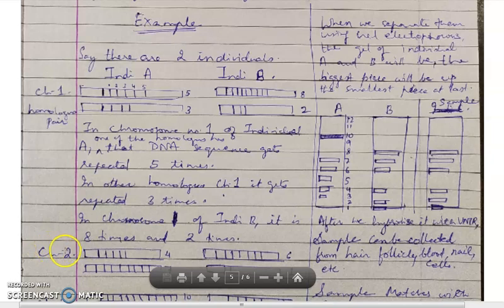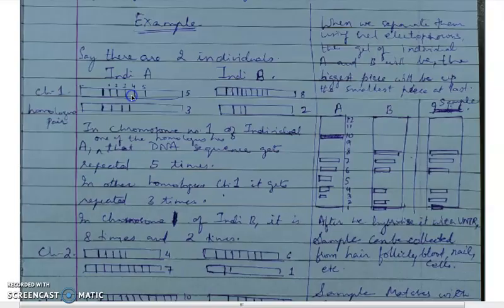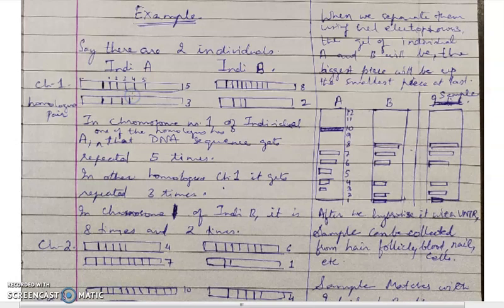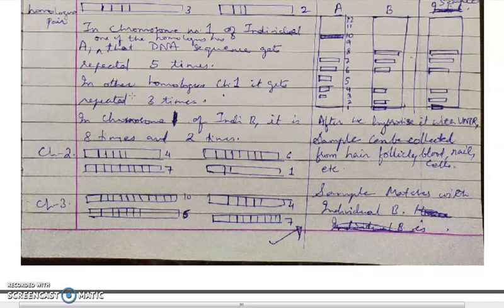Now we will take the second chromosome of individual A, and we will find that in the second chromosome there are 4 repetitions, and in its homologous part there are 7 repetitions. Similarly, in individual B, chromosome number 2 contains 6 repetitions and 1 repetition. Then we will take the third chromosome. Chromosome number 3 contains 10 repetitions and its homologous chromosome contains 6 repetitions. Similarly, in individual B, 4 repetitions and 7 repetitions.